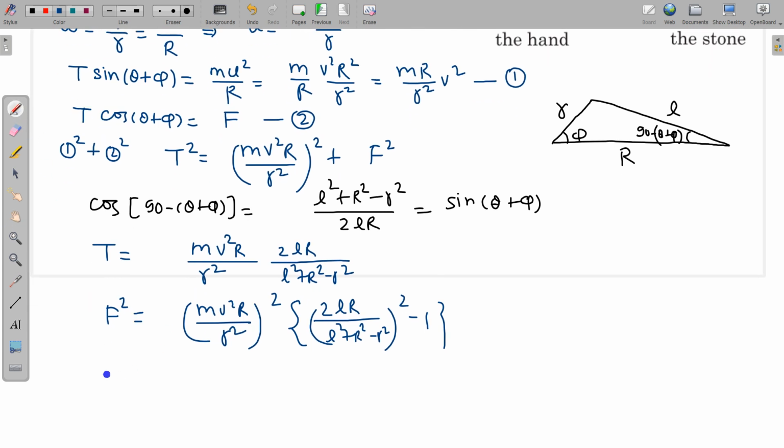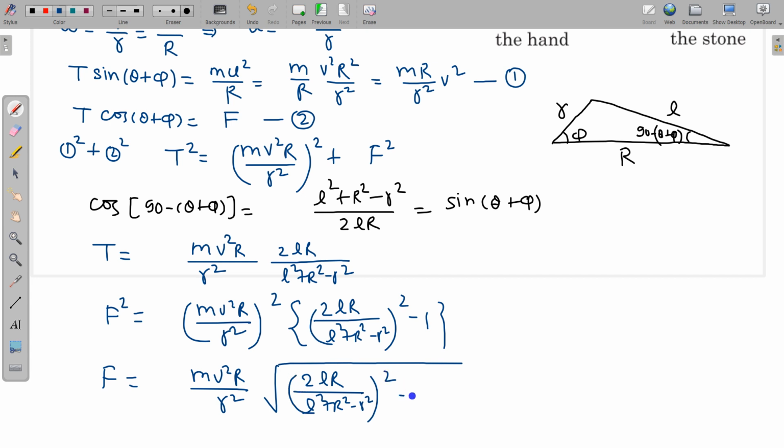So the final answer for this will be F equal to m v square by R square, times the square root of ((2LR divided by (L square plus R square minus r square)) whole square minus 1). So this is going to be the final answer.